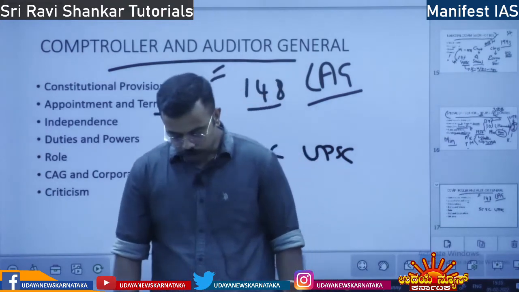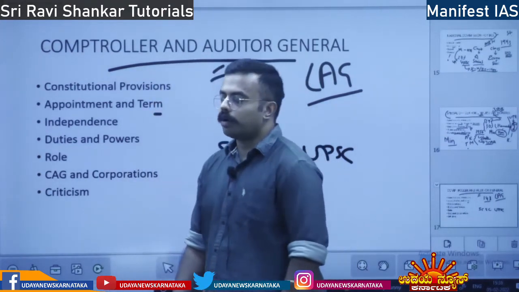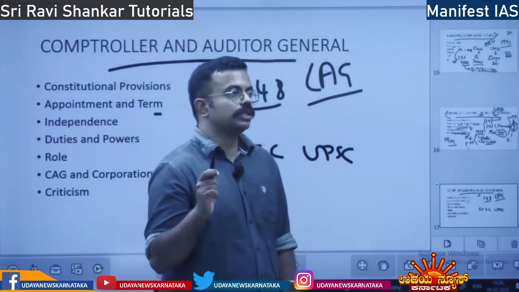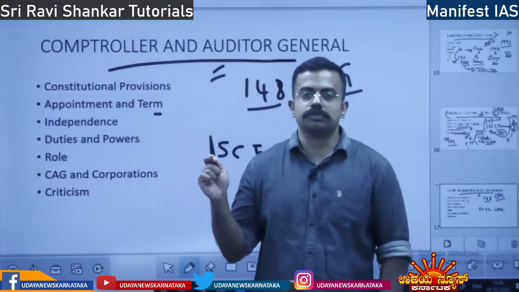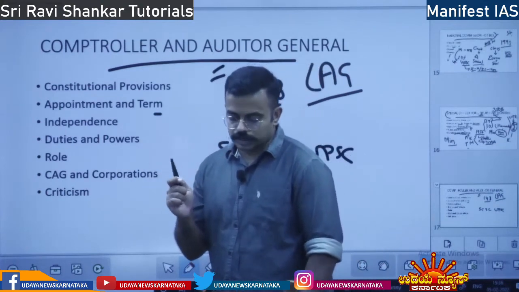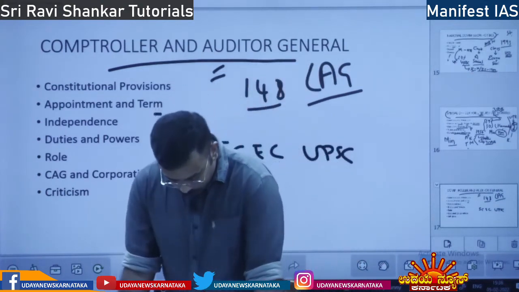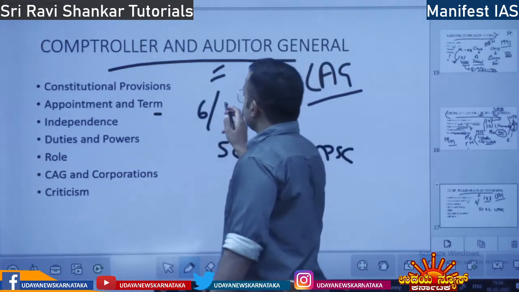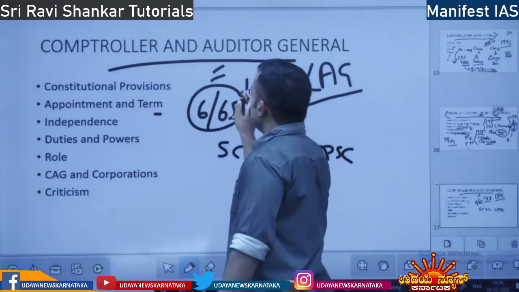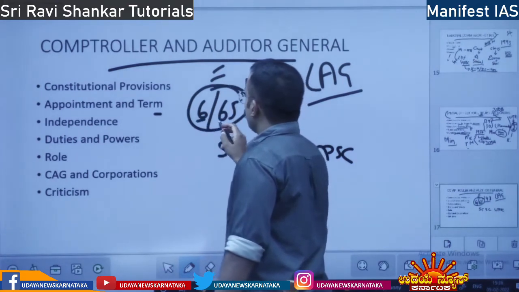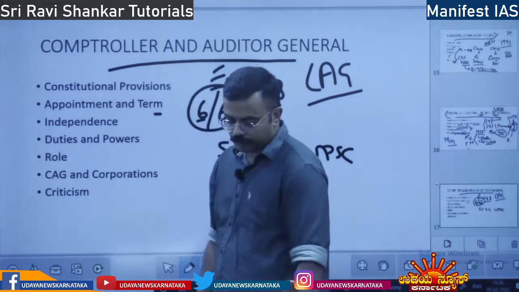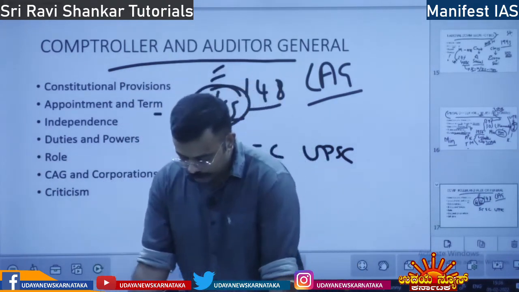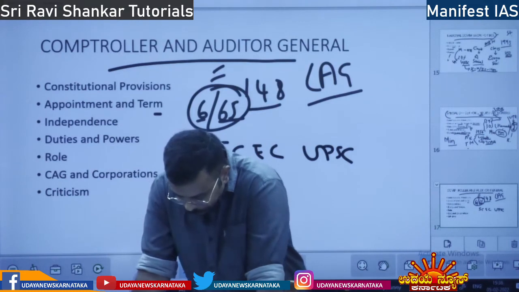So, he takes an oath. What is the oath of the CAG? The oath of the CAG is similar to the oath of a High Court or Supreme Court judge. Please look at the oath. Next, what is the term? The term is either 6 years of tenure or 65 years of age. Before that, they have to step down. After completing the tenure, they have to step down.